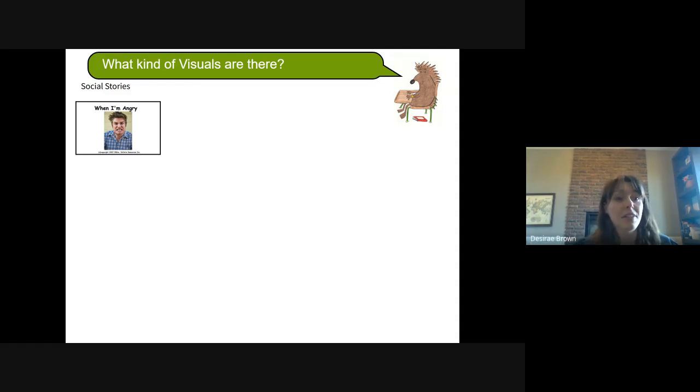So the next page would be like, sometimes I might get angry. That's okay. I might get angry when these things happen, and there'd be a picture. And then on the next page, there'd be like, when I'm angry, I can do these things. And there'd be some visuals to go with that. And it takes you step by step through how to cope with that and some strategies to support it. So that's one way to use social stories.